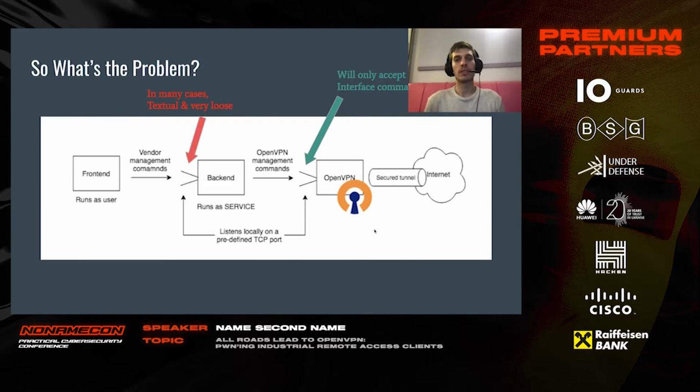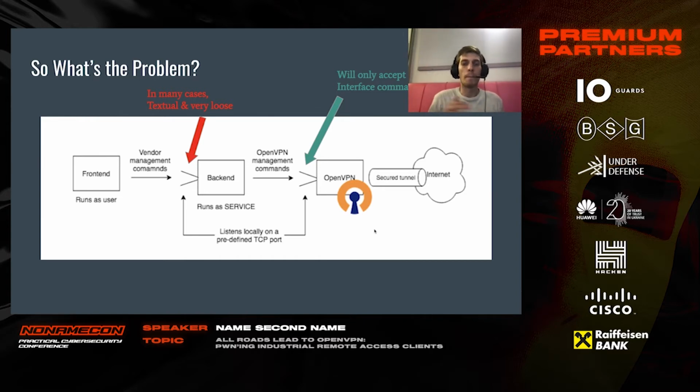And we have this second listener, which waits for vendor management commands. But what we found is in many cases, these commands are textual and very loose. So the backend service is not doing such a great job at checking what commands it tries to parse, and in many cases it will be very loose. So if it receives a command that it did not understand, it will just ignore it and move on to the next command.